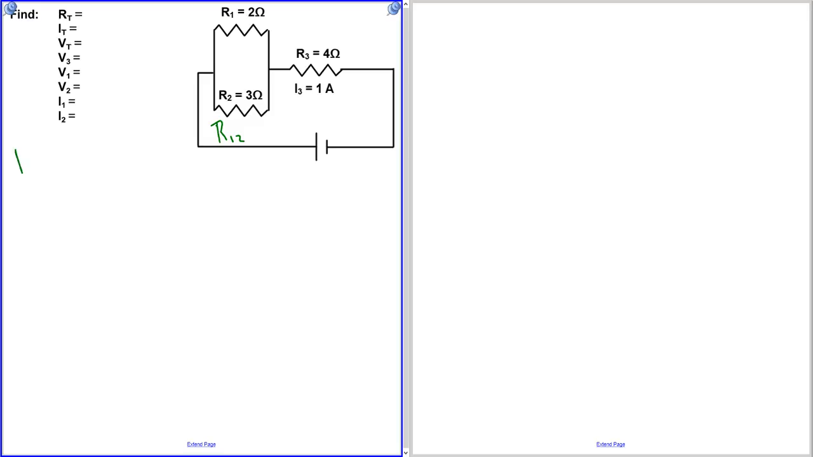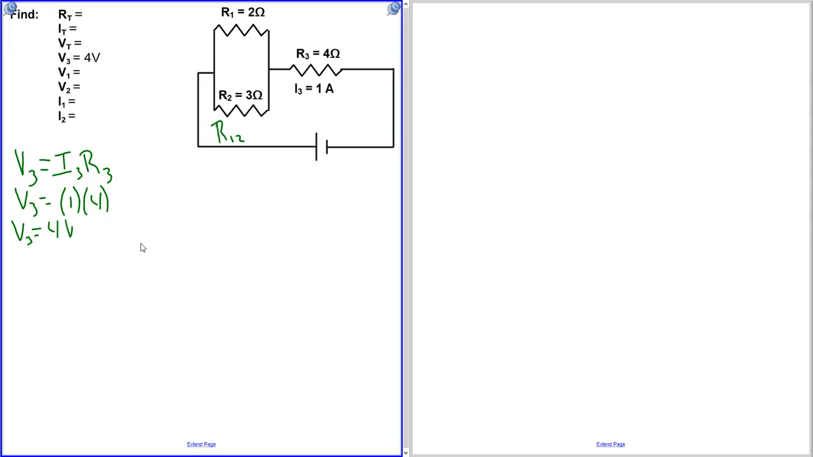I have Ohm's law, so I can say V3 equals I3 R3. My voltage at resistor 3 is equal to 1 times 4. My voltage at resistor 3 equals 4 volts. And I'm going to go ahead and add this to my list of givens. And then I'm going to say, what is the best thing to find next?